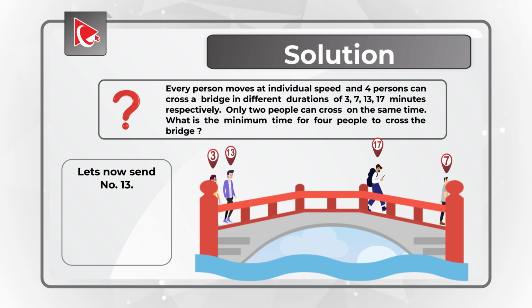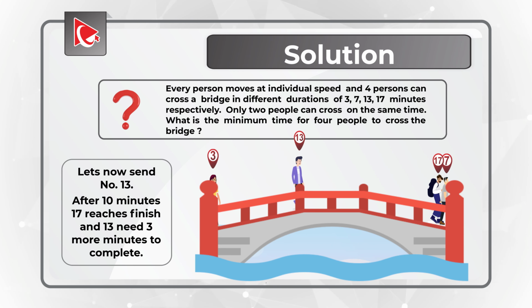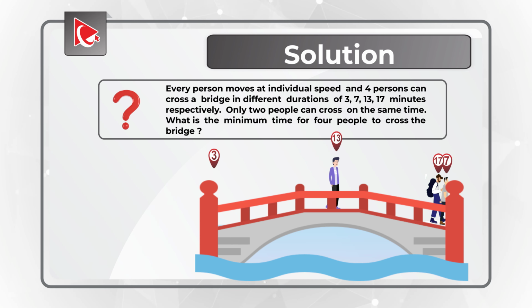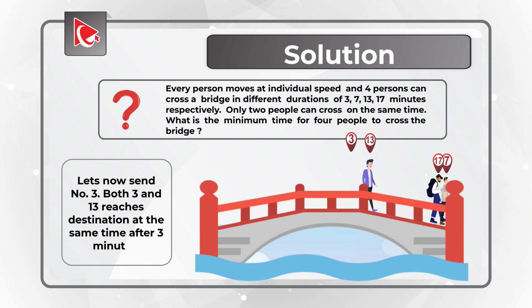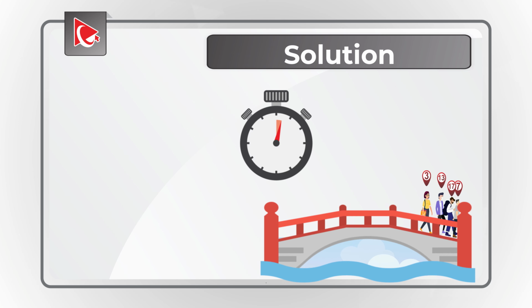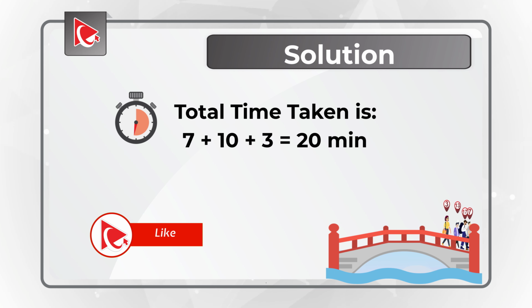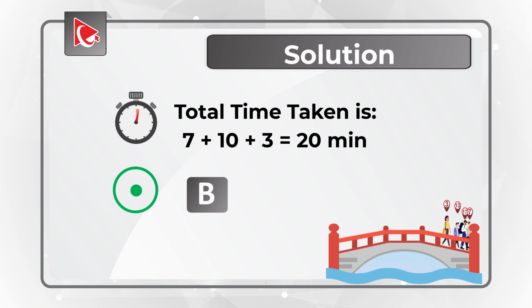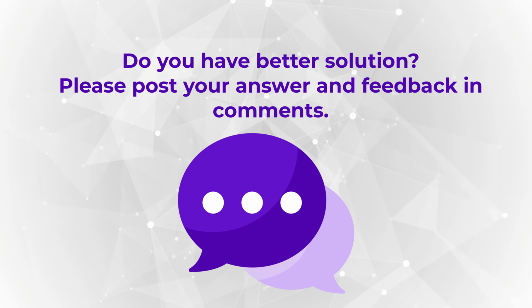Let's now send number 13. After additional 10 minutes, number 17 reaches the finish line, and number 13 needs 3 more minutes to complete the travel. Let's now send number 3. Both number 3 and number 13 reach destination at the same time, after additional 3 minutes. And total time it took for travelers to cross the bridge would be 7 plus 10 plus 3 equals 20 minutes. So the correct answer here is choice B, 20 minutes. Hopefully you've nailed this question and now know how to answer similar problems on the test.